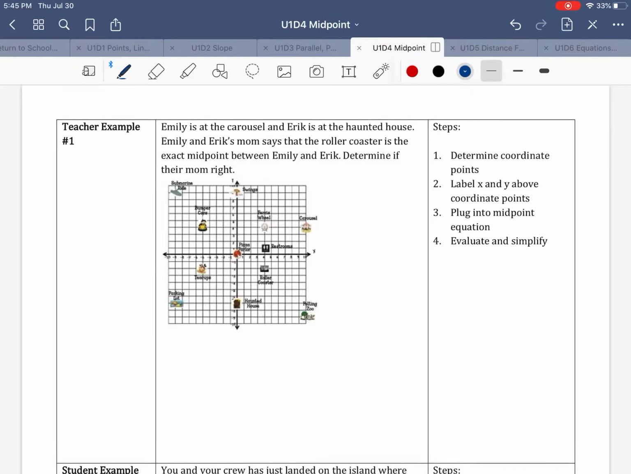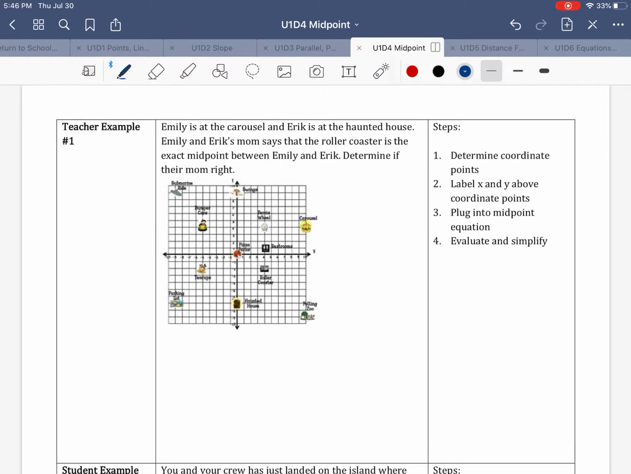All right, so our first teacher example. Our friend Emily is at the carousel. And our carousel, I'm just going to highlight for us, is right there. And Eric is at the haunted house, which is right here. Emily and Eric's mom says a roller coaster is the exact midpoint between Emily and Eric. Your job is to figure out if their mom is right.